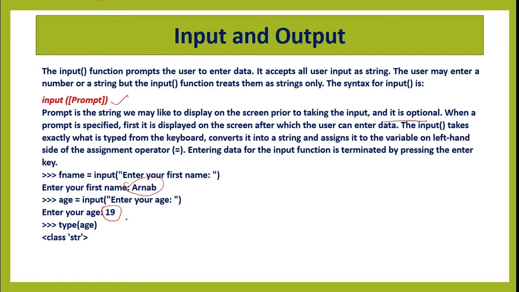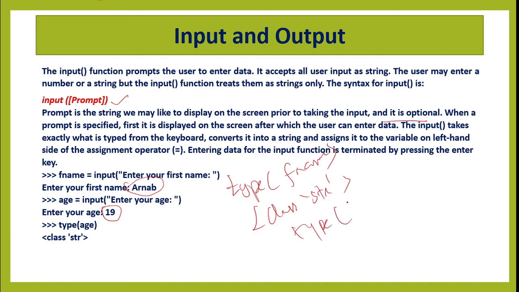I want to know the data type of all the variables. First, type(fname). That is class str, so no problem. Then again I want to know the type of variable age. This one also displays string. But actually, age is not a string.